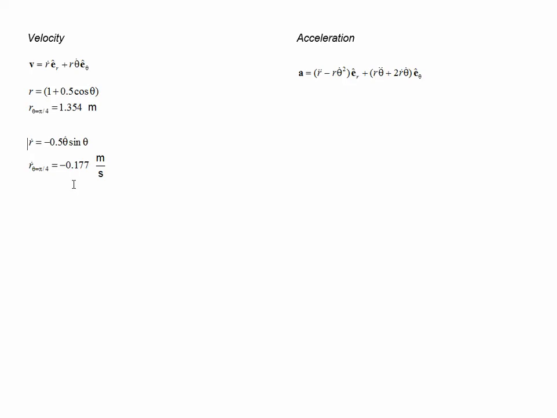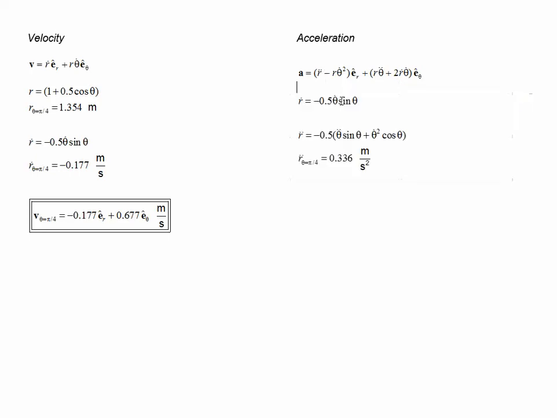All right, we have all the information we need to find a numerical value for the velocity. So we just plug those in and come up with our final velocity in the r and theta direction at theta equals pi over 4. All right, so let's go to the acceleration. The acceleration, we have everything except for r double dot. So let's look at taking the time derivative of r dot.